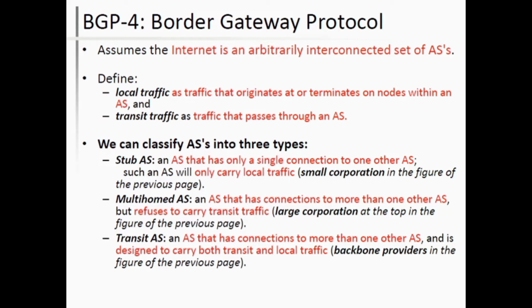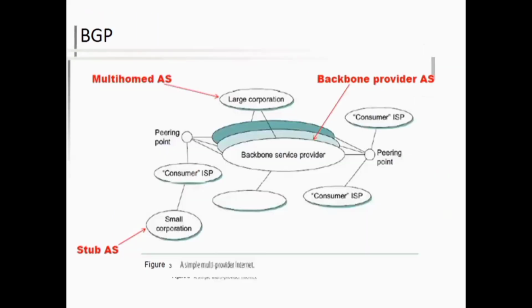So broadly we can classify autonomous systems into three types. These three types are shown in this slide. The same figure 3 is given here, but here the three types of autonomous systems are highlighted.